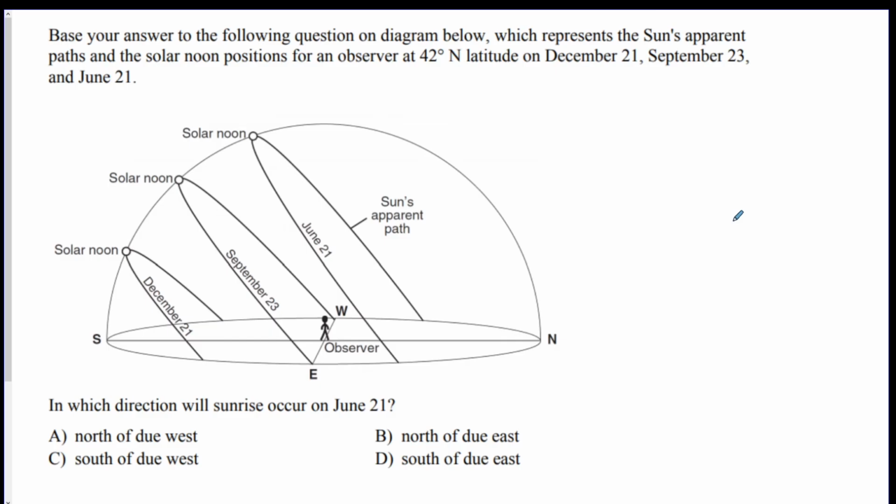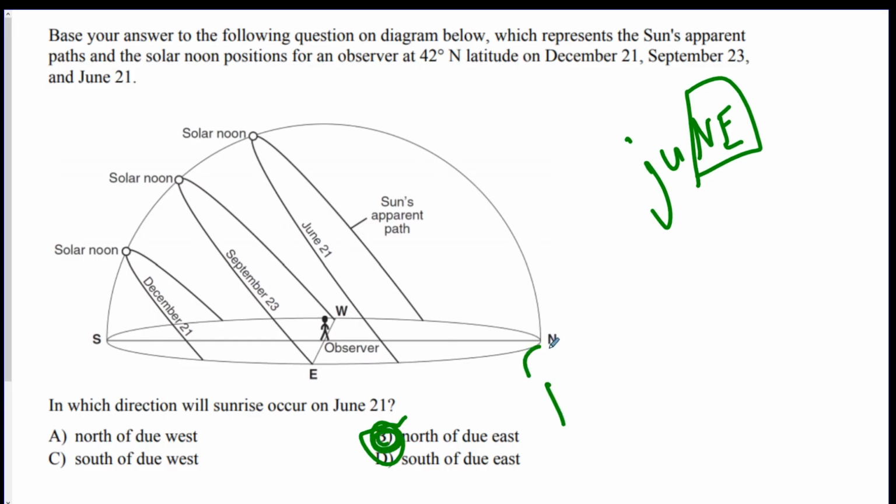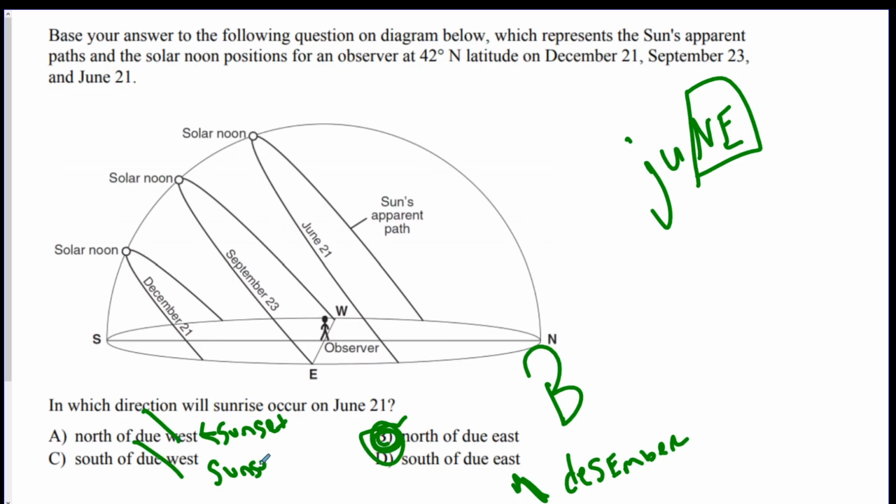In which direction will the sunrise occur on June 21st? June, J-U-N-E, northeast. North of due east is just a fancy way of saying northeast. South of due east would be December. And then north of due west and south of due west, these are sunsets. So this would be sunset in June, and this would be sunset in December.